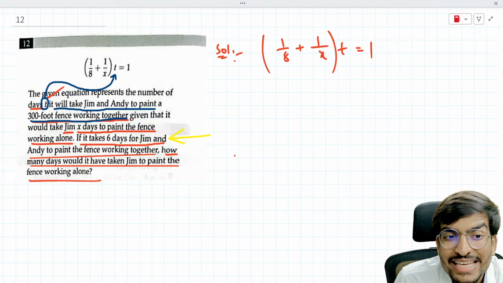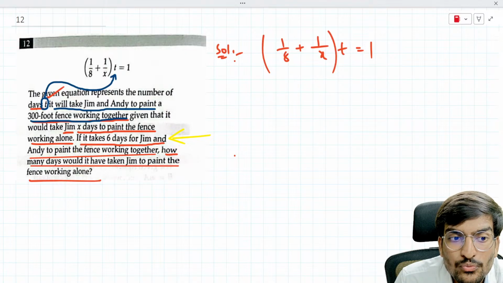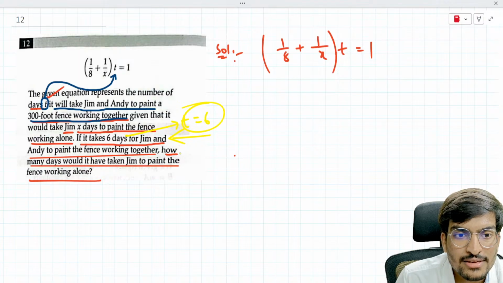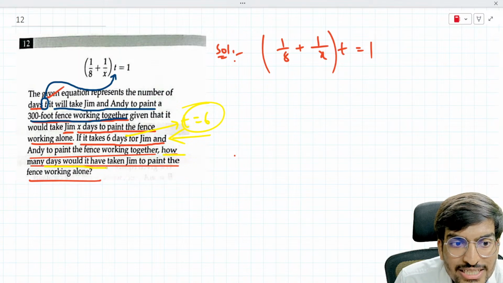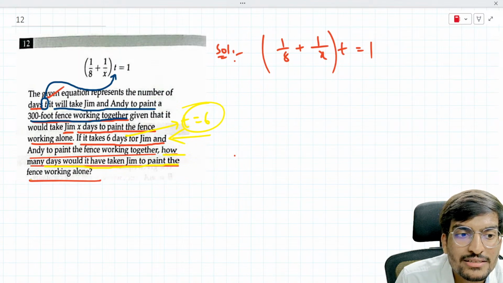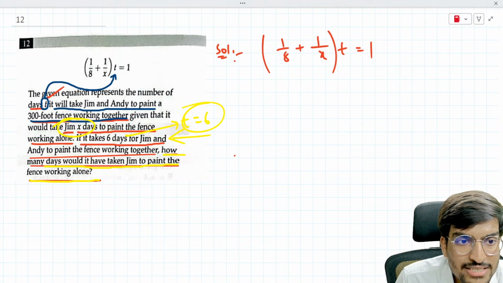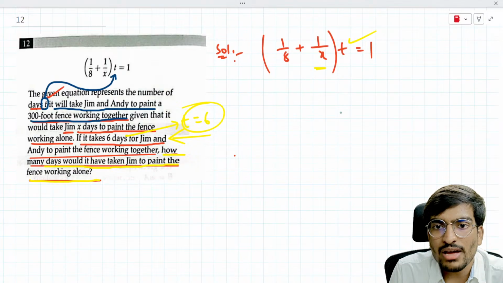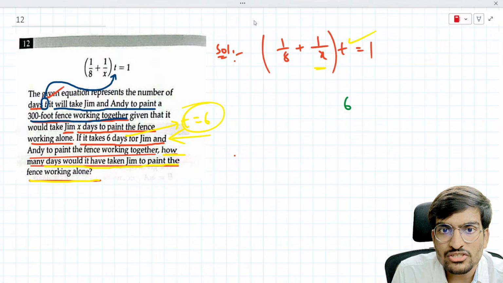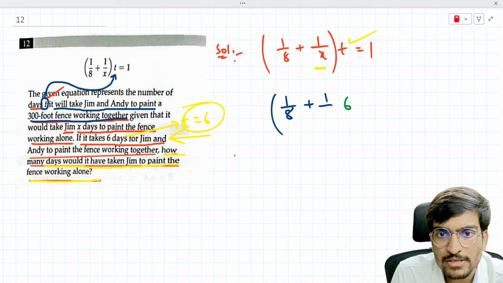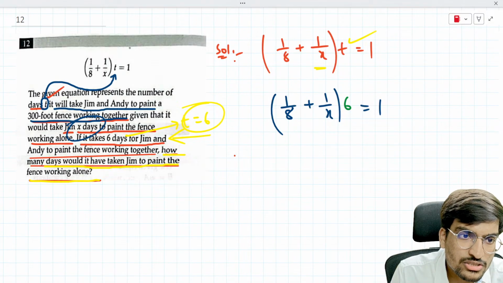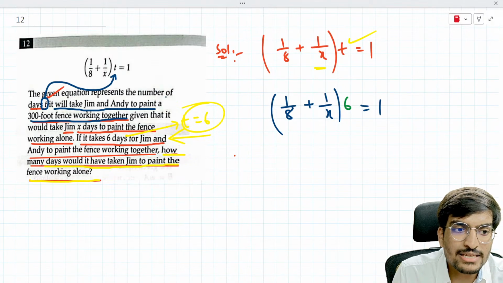If it takes 6 days for Jim and Andy to paint the fence working together, which means t equals 6. How many days would it have taken Jim to paint the fence working alone? Jim is x days. Jim is in x. So we need to find x. We have t. Substitute the t value in the place of t in the equation. So you'll get the value of x. 1 by 8 plus 1 by x. So there is only one unknown in the equation, which is x. That's the time, or the number of days taken by Jim to paint working alone.